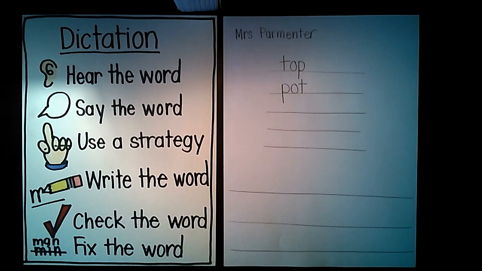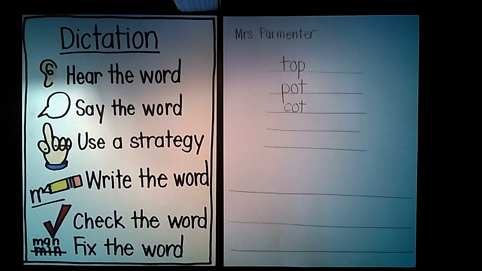The next word that we'll write is the word cot. Say it with me. Cot. Use your own strategy and write the word. Cot. Now make any corrections you need to. Maybe that first sound, you thought it was a K that you needed to write. This is where you need to cross out the whole word and write it correctly.